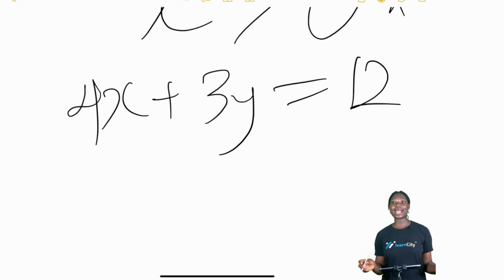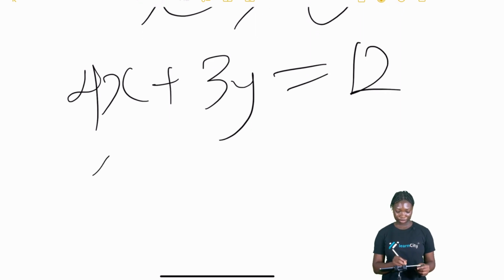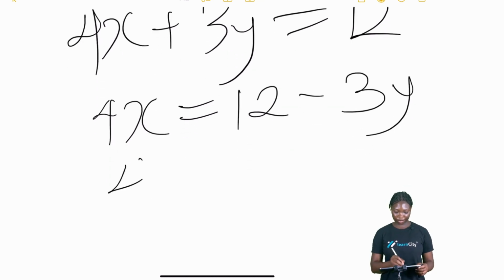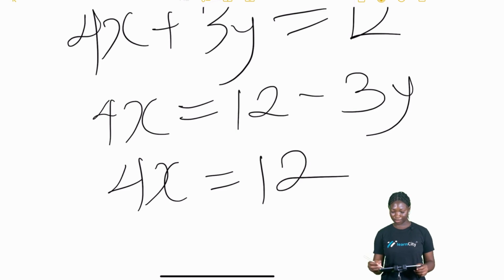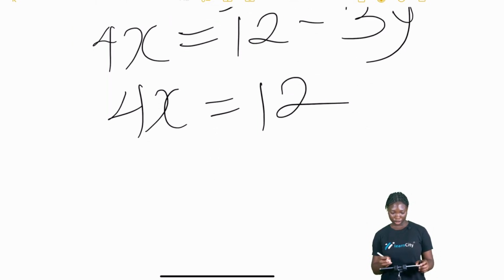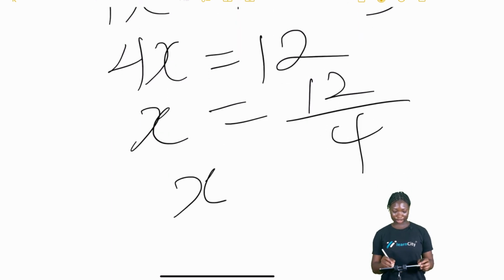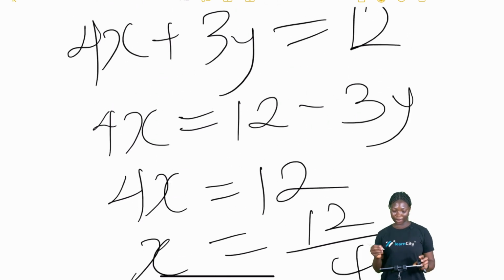So for our x and y, we need to look for the intercepts. We have 4x equals 12 minus 3y. Where our x is 0, we have 4x equals 12, so x is 12 over 4, which is 3. We have x to be 3.